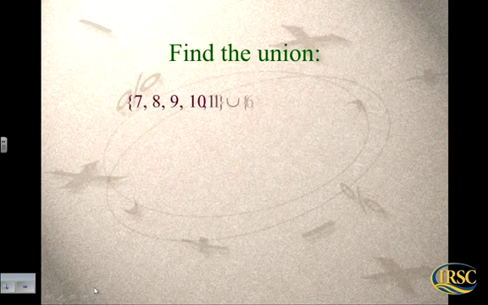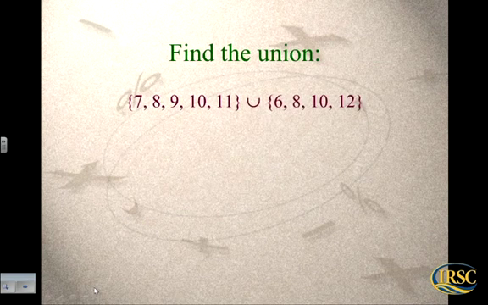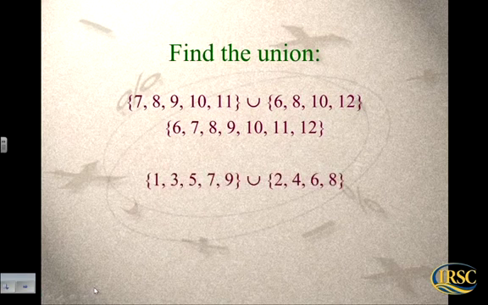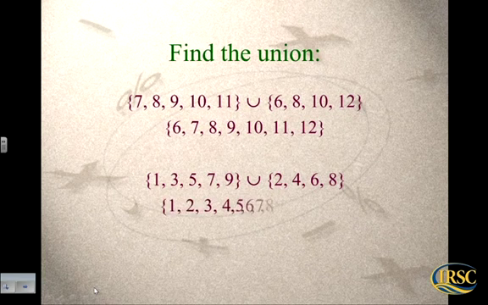All right, so here is your example. You want to find the union of these two sets: 6, 7, 8, 9, 10, 11, 12. Good. So you want every element that you see. If you're going to find the union, you want all the elements that you see in either set. Okay, so here's your next problem. Very good. So 1, 2, 3, 4, 5, 6, 7, 8, 9.